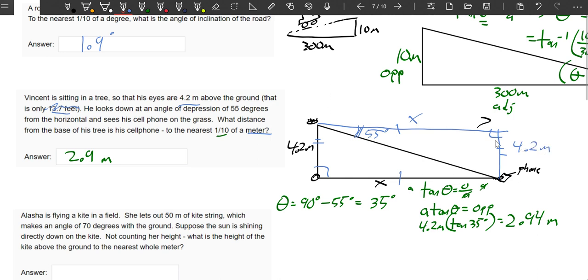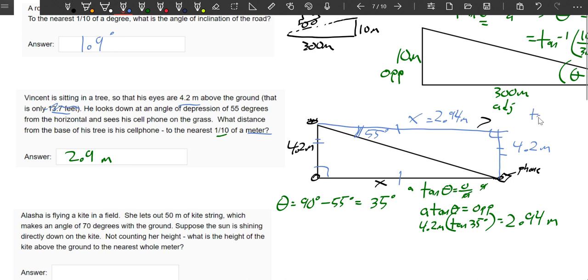And in that case, we would be using opposite over adjacent with 55. In this case, opposite would be 4.2, and we're searching for adjacent. So we would take the opposite side, 4.2, divided by the tan of 55. And you can work this out yourself. But if we do that, we still find that this distance is 2.94 meters. Both of those approaches are just fine.